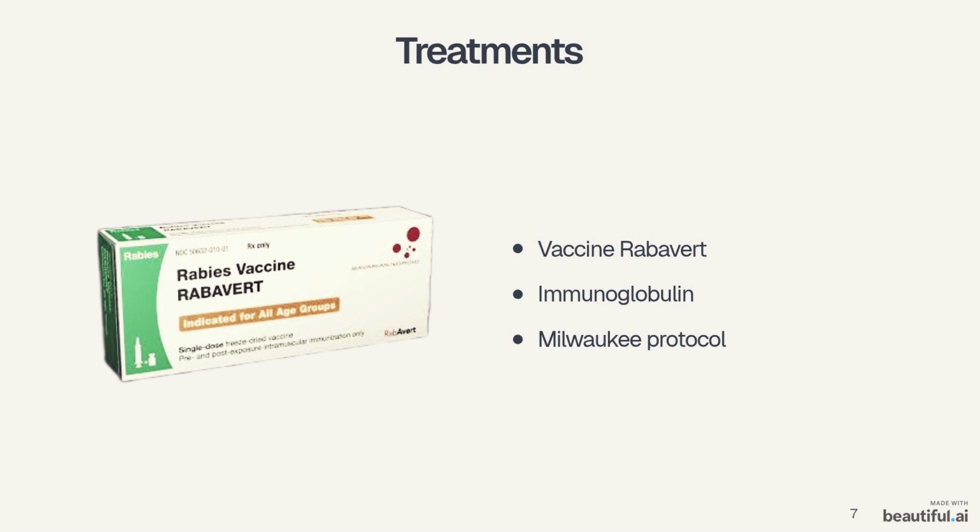So as soon as you're bit, you go to the doctor, you get an immunoglobulin shot at the site of your wound, and then in like your arm or somewhere, you get a vaccine. This vaccine is split into parts: one on the first day, one on the third day, one on the 7th day, and one on the 14th day. If you're immunocompromised, there is a 5th shot on the 28th day.